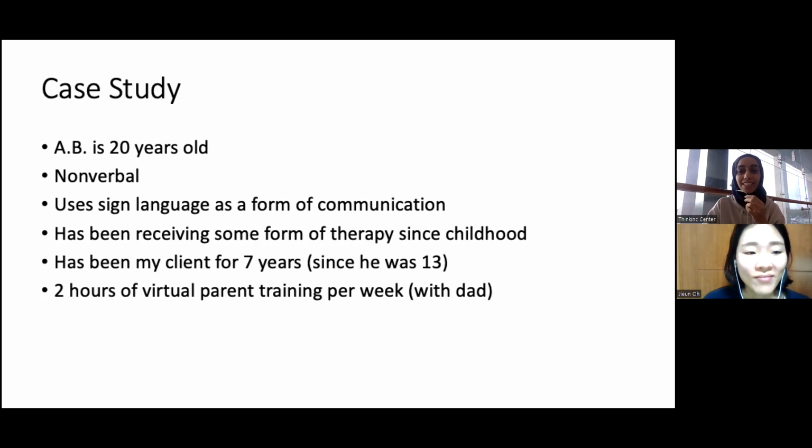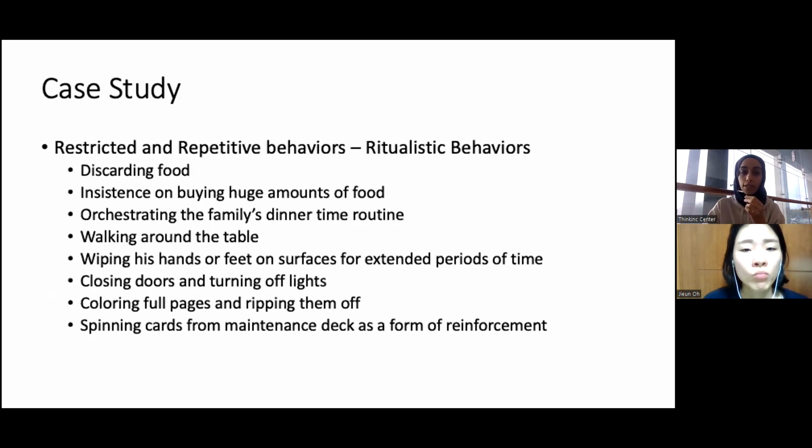Oh, okay. All right. So he's been my client for 7 years, and he uses sign language to communicate. I currently do with him 2 hours a week of parent training virtually with his dad. Now, he's doing quite well with his sign language, with his communication, but he still has a lot of issues when it comes to ritualistic behaviors. He has a lot of restricted and repetitive behaviors.